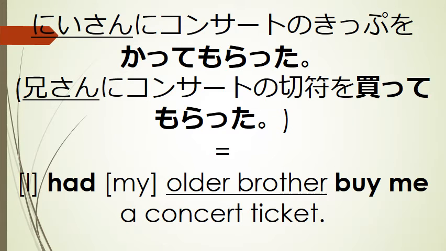And if I were to say, Nii-san ni konsato no kippu o katte moratta, that would mean I had my older brother buy me a concert ticket. Again, we're combining the te form of kau, to buy, but this time we're combining it with morau, to get: katte moratta. I had someone buy something for me.